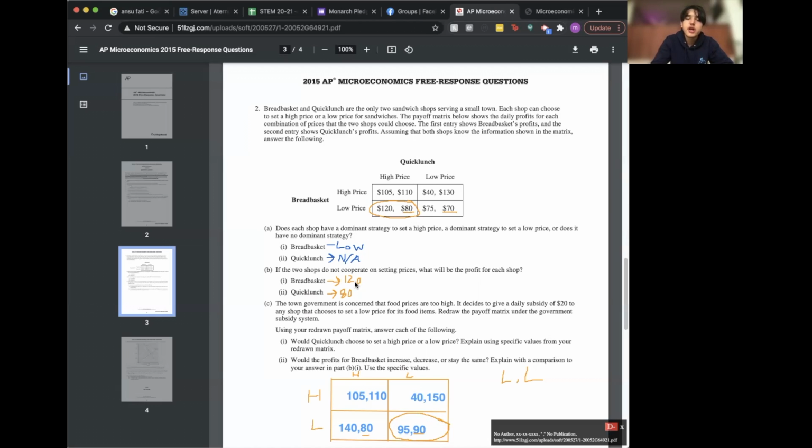So instead of earning $120 in profit, as we established in part B, they'll now be only earning $95 in profit because of Quick Lunch's decision to go low after this subsidy. So this subsidy in the end would actually hurt Breadbasket, although help Quick Lunch.